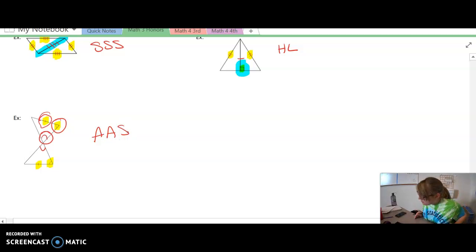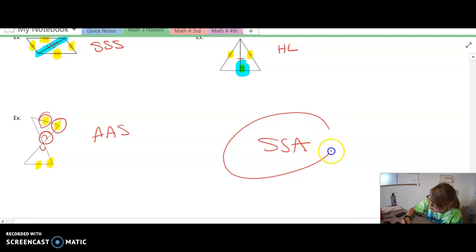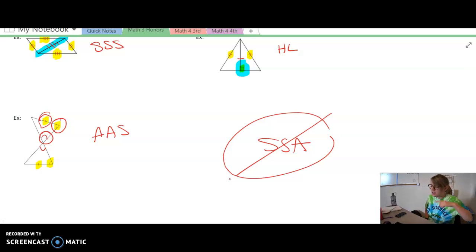One thing that I will note before I end this video is side, side, angle does not exist. That is a big no. Never say side, side, angle. We will all be very mad if you say that because 1, it cannot be proven true, and it only works for some triangles. But you will never use this theorem. Alright? It does not exist.